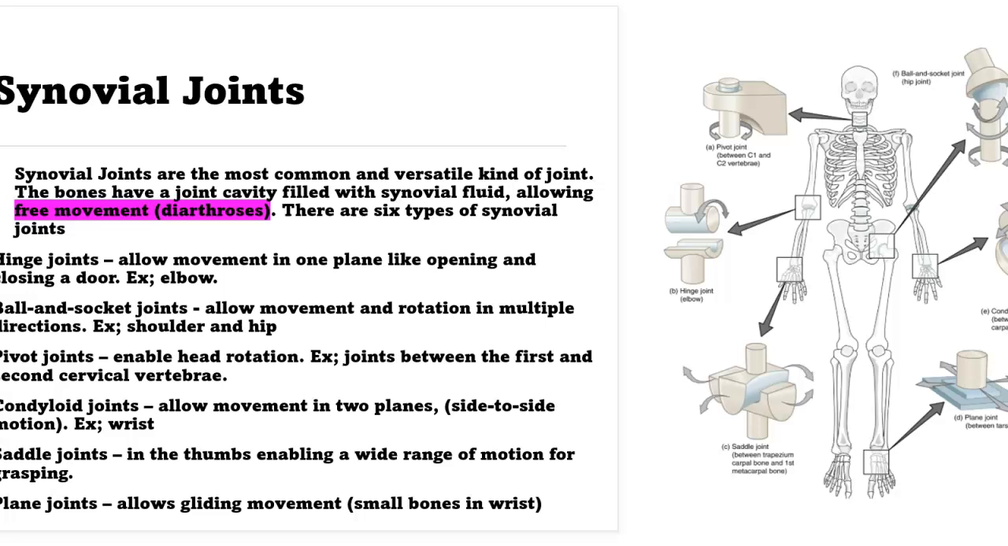Saddle joints, as in the thumb, enable a wide range of motion for grasping, and the plane joints allow gliding movement in the small bones in the wrist.